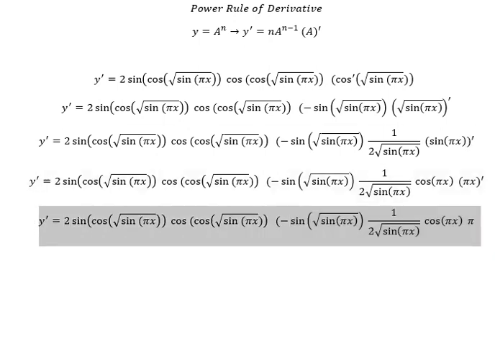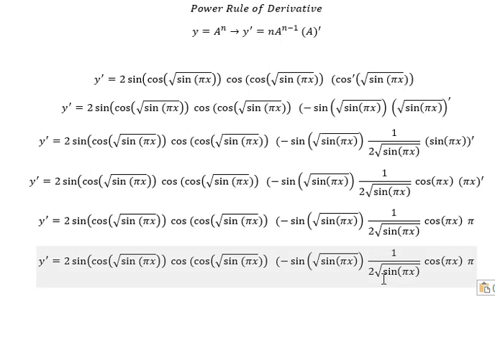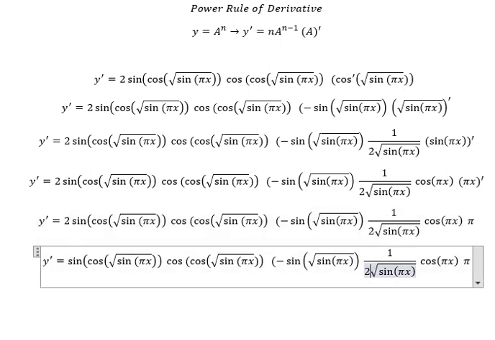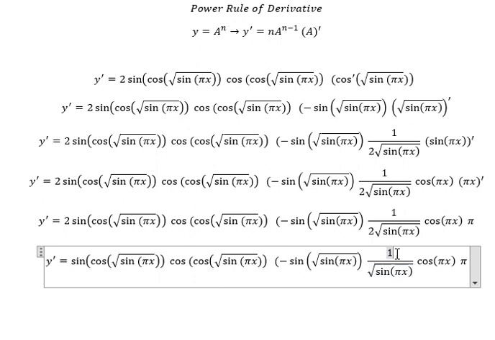Now we need to simplify the number 2 and the number 2. We cancel. B, I will put this one here.